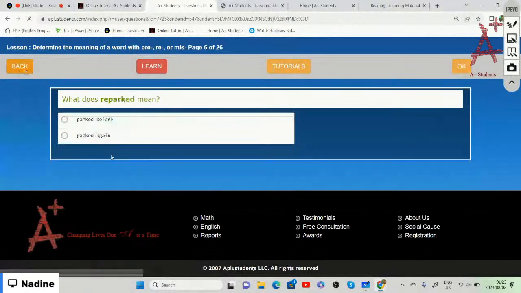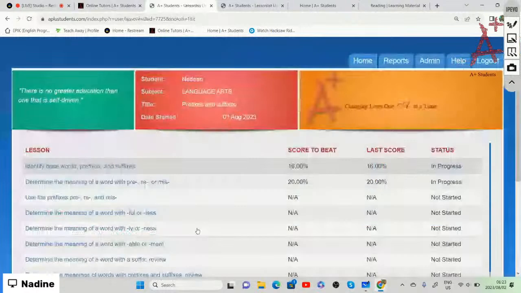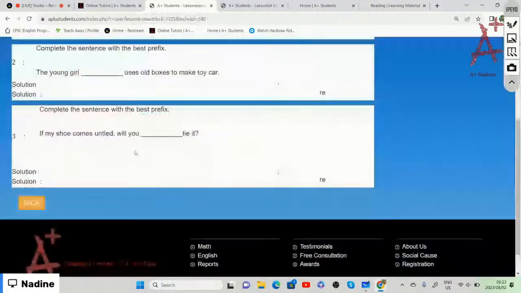All right, so now we're going back. So those were words where we determined the meaning of the word with pre, re, and mis. Now we're going to use the prefixes, which are pre, re, and mis.